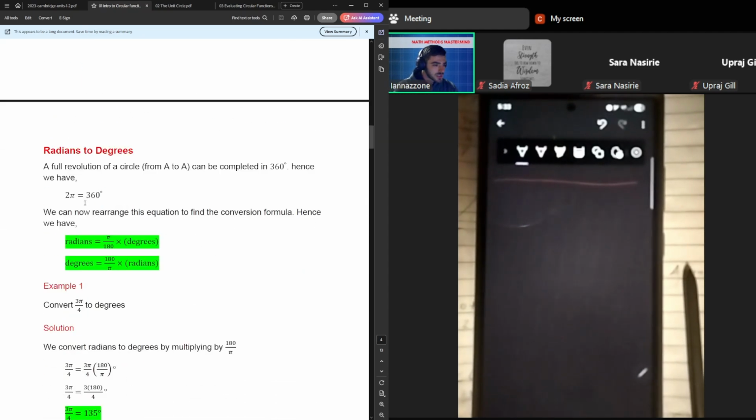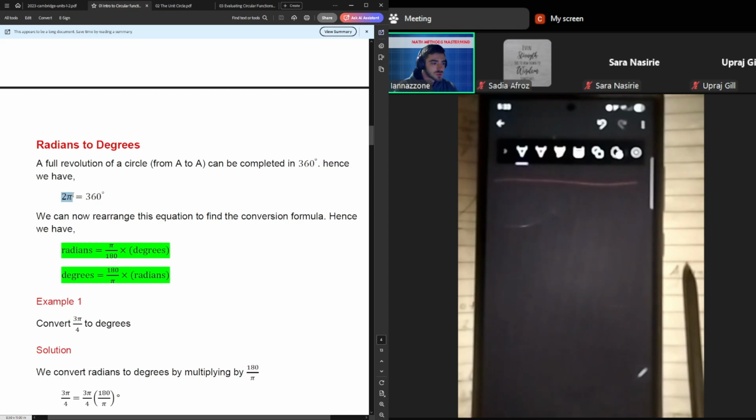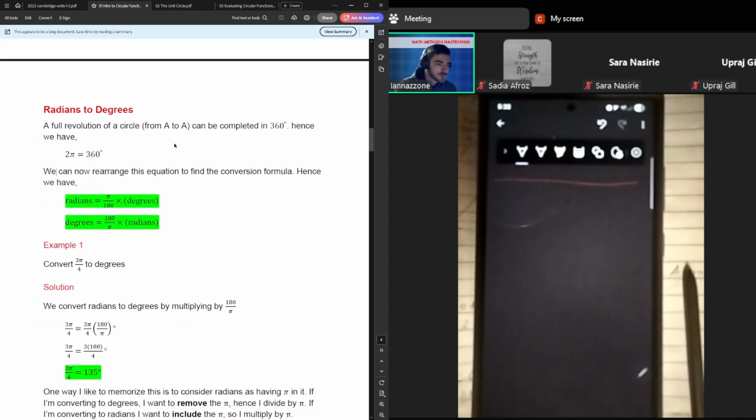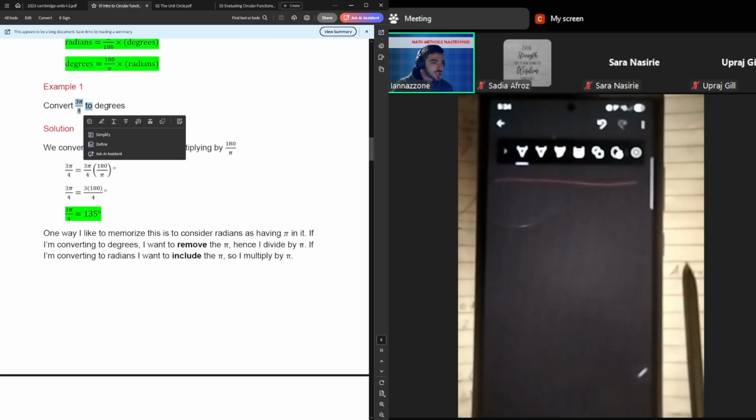That gives us a direct comparison between radians, in terms of pi, and degrees, and you can just rearrange this equation either side to get your conversion formula. You can go from one to the other using these two conversion formulas. If you want to get radians, you multiply by pi and divide by 180. Whereas if you want to go to degrees, you take pi out of it, so you divide by pi. So in the example here, 3 pi over 4 needs to go to degrees, so you multiply by 180 and divide by pi.